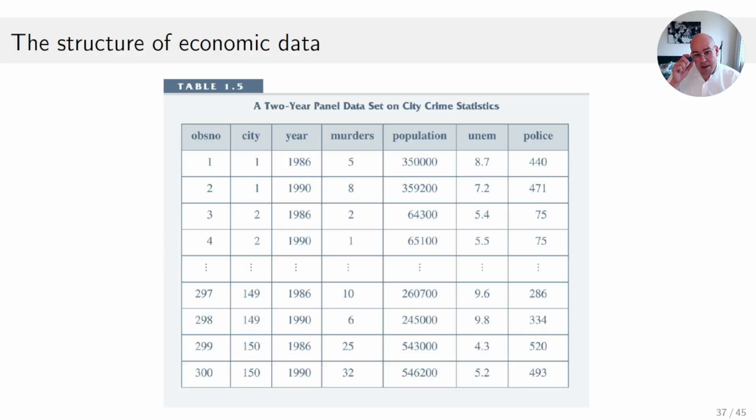How does it look in terms of a table? You would have, again, observation numbers up to 300, and then the unit that I'm looking at here is a city. So this would be city number 1, which I observe in 86 and in 1990, and then city number 2, again in 86 and 90. And then I have some variables over time: murders, population in that city, unemployment rate, and the number of police.